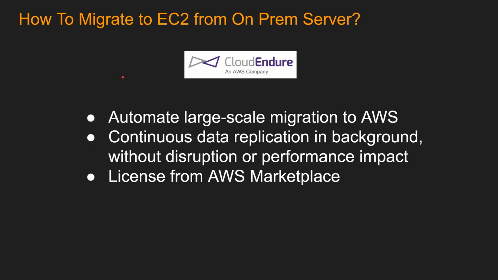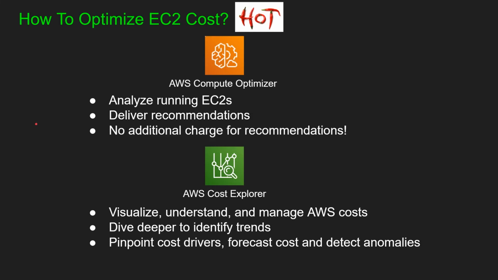So here is another tool called CloudEndure. This is also an AWS company. This tool automates large-scale migration to AWS. It has continuous data replication in the background without disruption or performance impact, and you can get the license from AWS Marketplace. Please note that I'm talking about migrating to EC2. If you are thinking about migrating the database from on-prem to AWS, that's another topic, so we have separate tools for that. Now the most hot topic, how to optimize the EC2 cost.